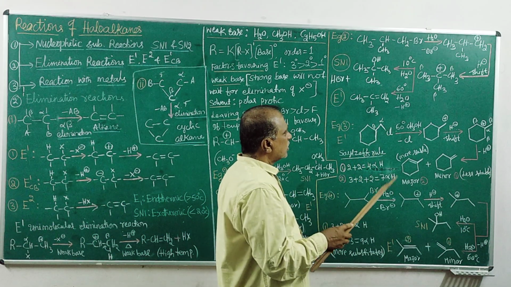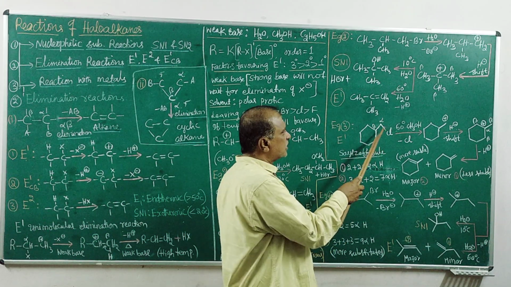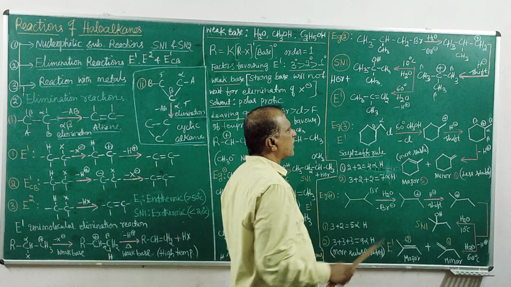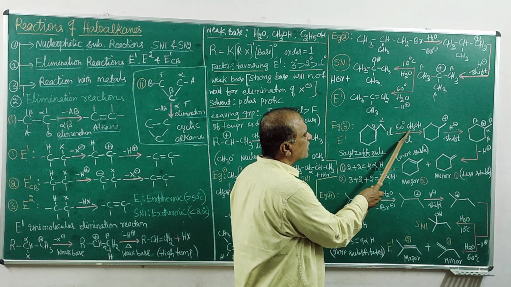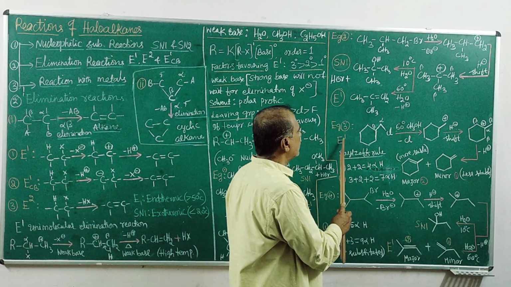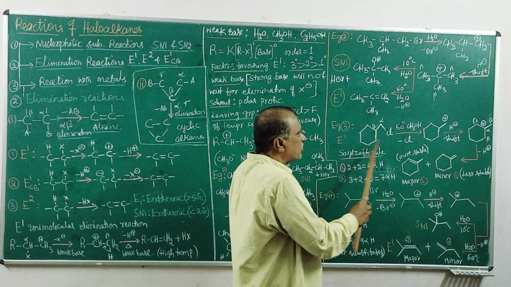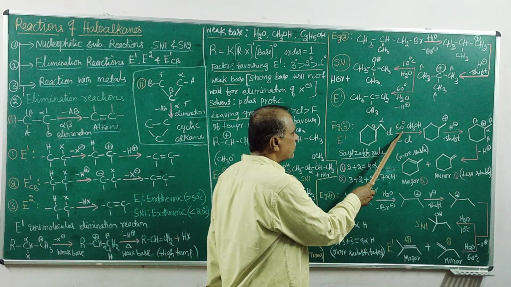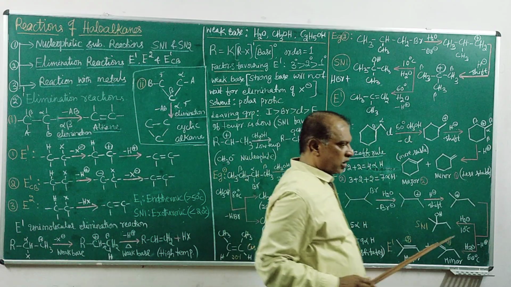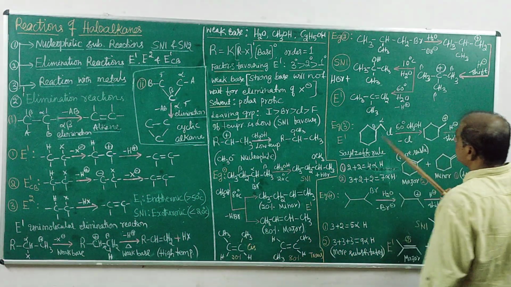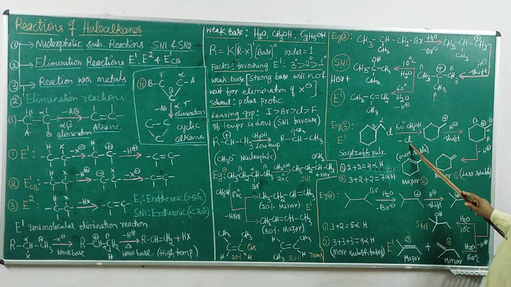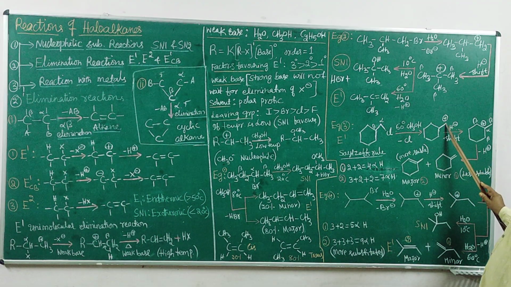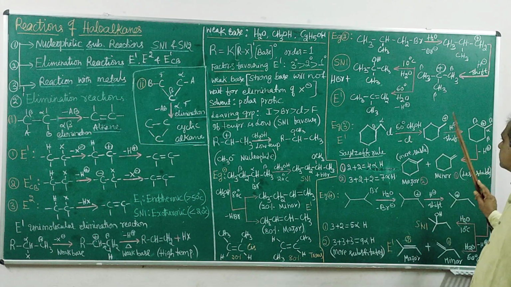So understood. This is at 60 degrees. When heated at 60 degrees in the presence of methanol, it undergoes E1 mechanism. I am showing E1 mechanism in this case because this temperature and this solvent give E1 elimination. First, removal of Cl minus results in formation of a primary carbocation, CH2 plus at this point.